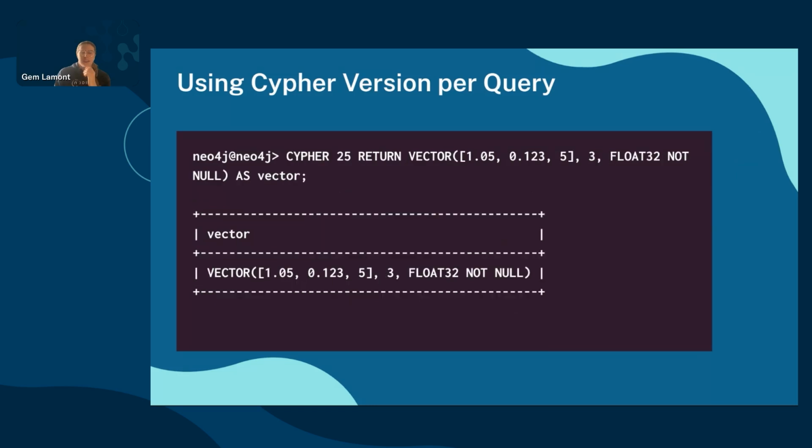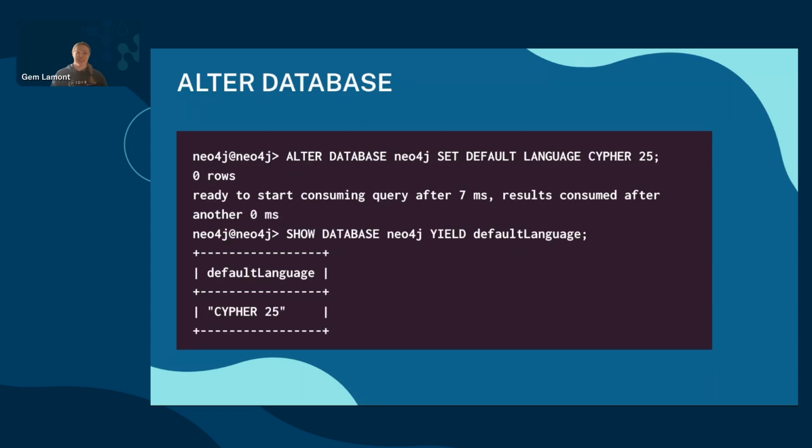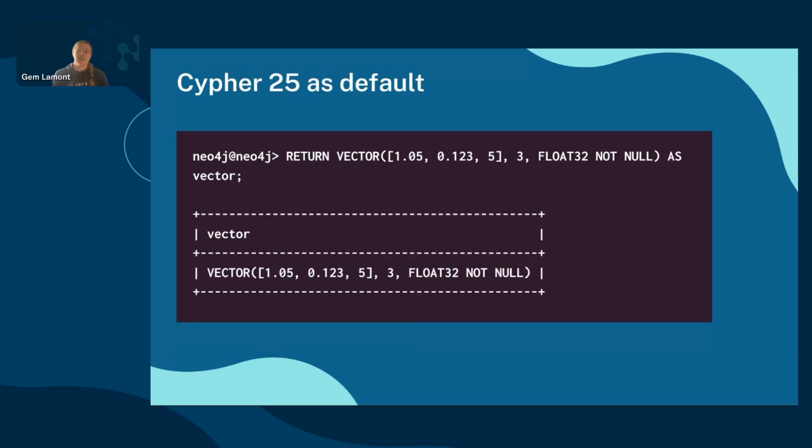So I follow the error code and I prefix my query with Cypher 25. And as you can see, I can now use the new vector type and all's good. But let's say I want to use vectors for everything. So I can alter my database and set the default language to Cypher 25. And as you can see here, if I was to show databases again, then my default language would be set to Cypher 25. And if I show my example again of returning a vector type, I can now do it without the prefix.